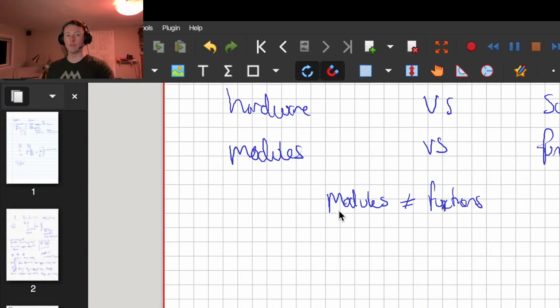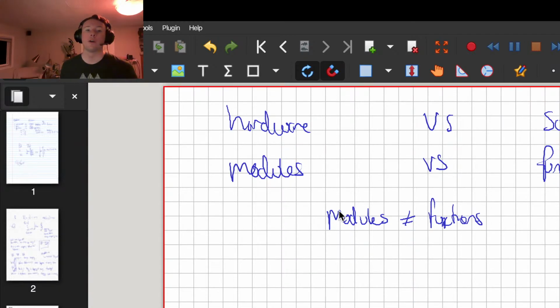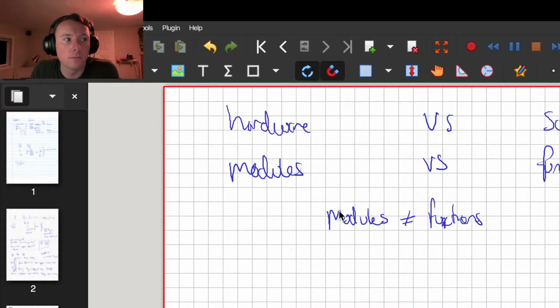The reason I want to talk about modules as being similar to functions is because they're both the fundamental logical unit in both of these types of languages, in hardware languages and in software languages. If you want to build something in code, what do you do? You're going to write a function. Similarly, if you want to build something in hardware, you're going to write a module.